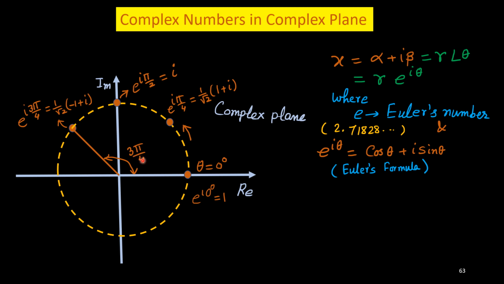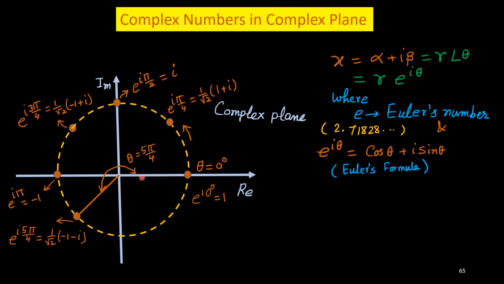Next, theta equal to 3 pi by 4, and this is the value 1 by square root 2 times minus 1 plus i. And this one, at theta equal to pi, it's again on the real axis, e to the power i pi equals -1, because cos pi equals -1 and sin pi equals 0. And next, if I consider this angle, theta equal to 5 pi by 4, then we'll get this point 1 by root 2 times -1 minus i.